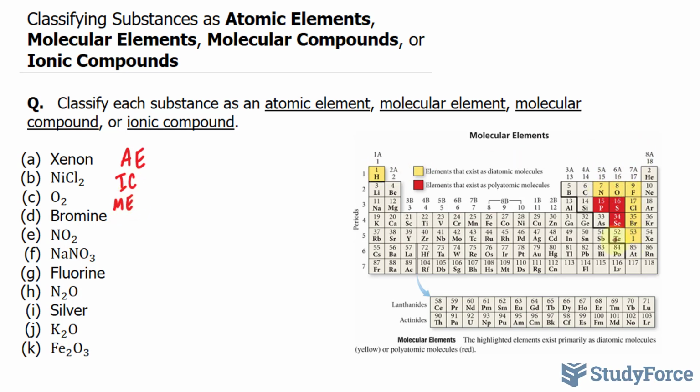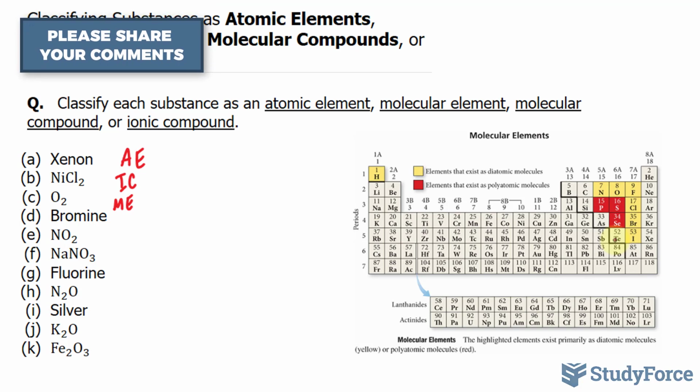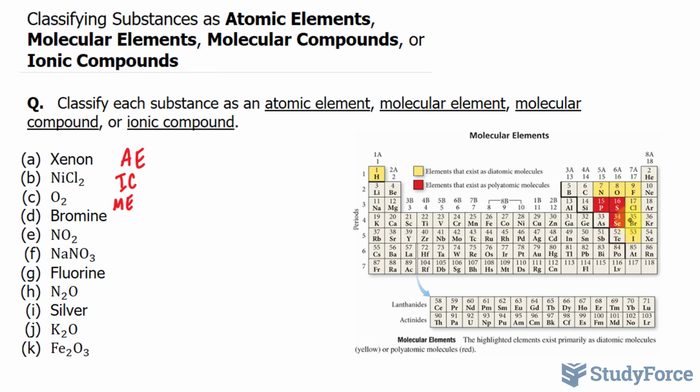Next, we have bromine. According to this periodic table, bromine can exist as a diatomic element. As shown, it's yellow. However, it can also exist as a liquid. But given that we aren't being asked to specify, I'll call this a molecular element as well.